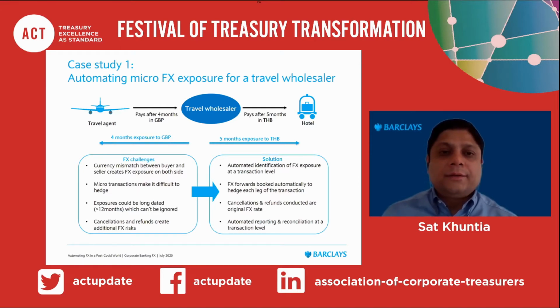The other one is that these tend to be micro transactions. Normally in a corporate treasury, you would use traditional hedging solutions and have some kind of a solution around it. But these are all micro transactions. The transaction values are very small, typically two to 5,000 pounds. It's individual bookings coming in from their travel agents.